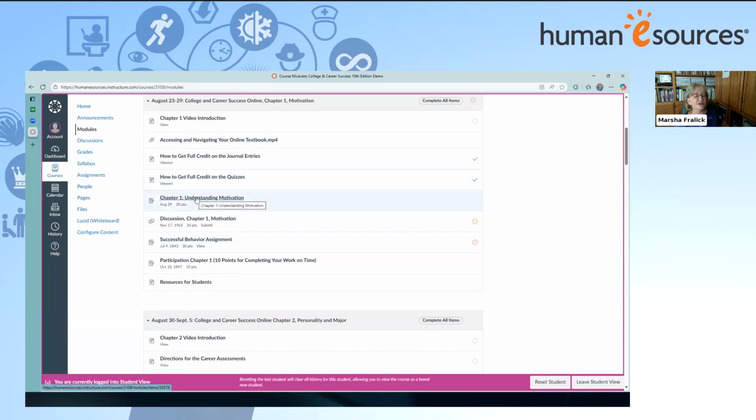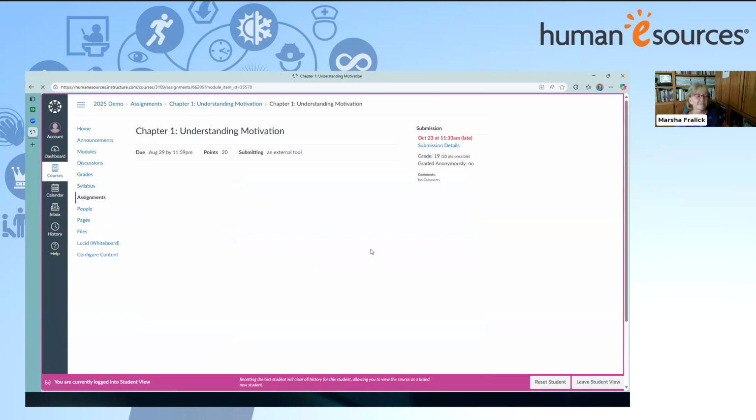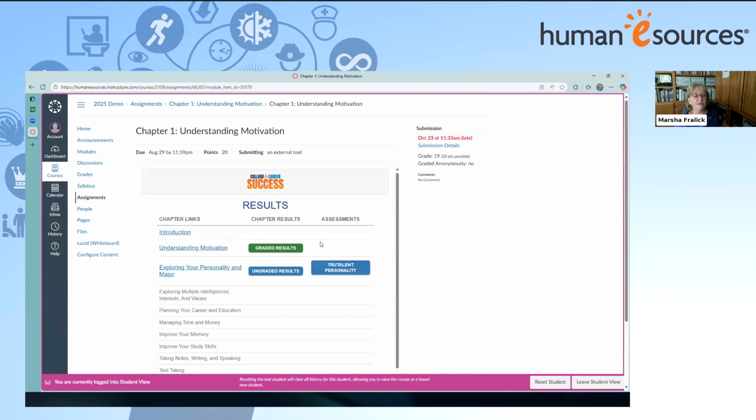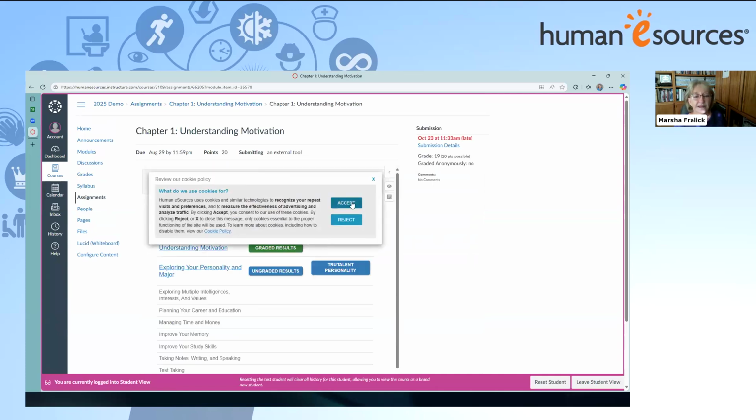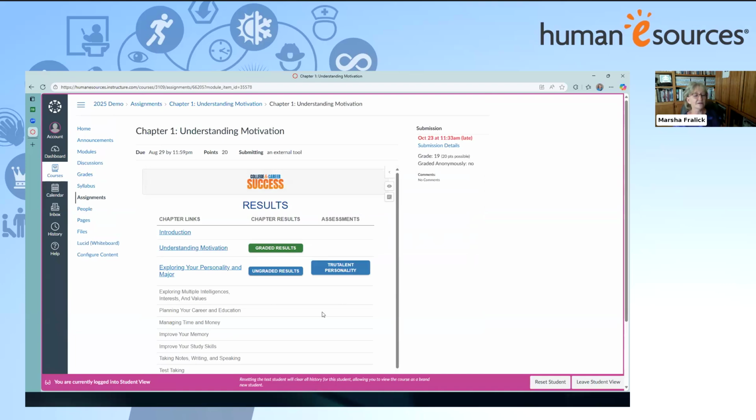As the student clicks on chapter 1, it takes them to the textbook. And we're going to accept cookies here. These are the chapters in the textbook, Understanding Motivation. And I completed that chapter as a sample student to show you how it works.